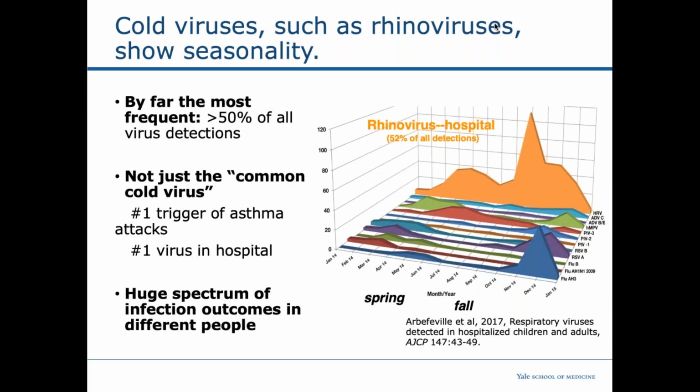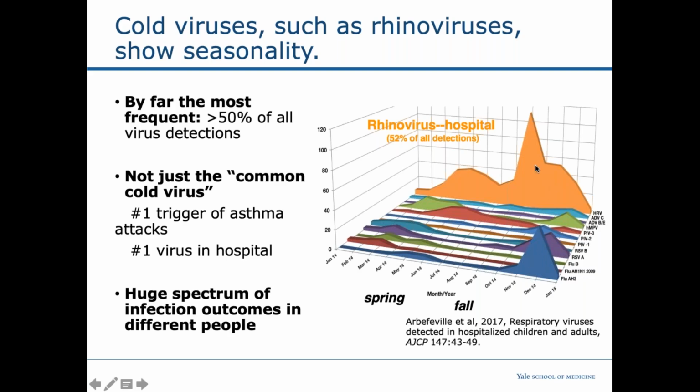Now, this curve was from a study in which they looked at respiratory viruses in hospitalized children and adults over different times of the year. So on the x-axis is the months, we see spring and fall, and on the y-axis is the number of cases. And in the front is flu, influenza A. That's one of the varieties of influenza. And you can see it peaks in the winter months and is much less the rest of the year.